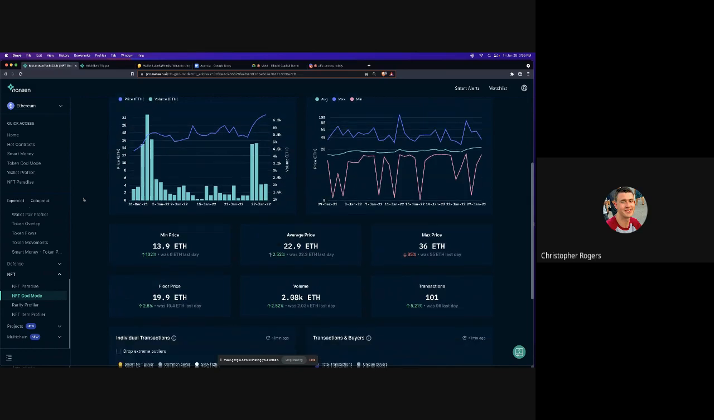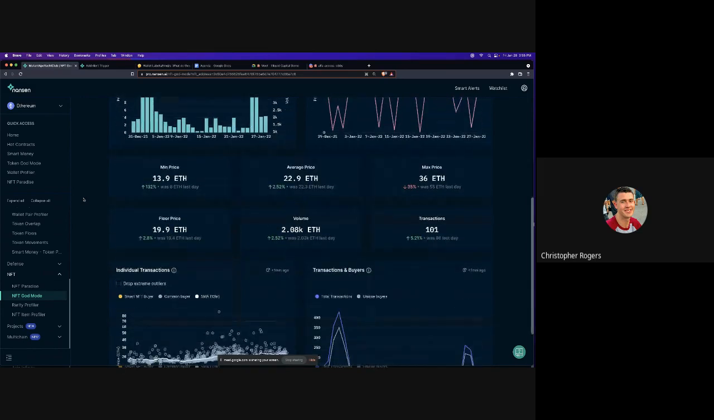And coming down a little bit more, we have additional information, snapshots of the most frequently looked at data in terms of average price, min price, how the floor price has changed in the last day, as well as how the max price has changed in the last day.